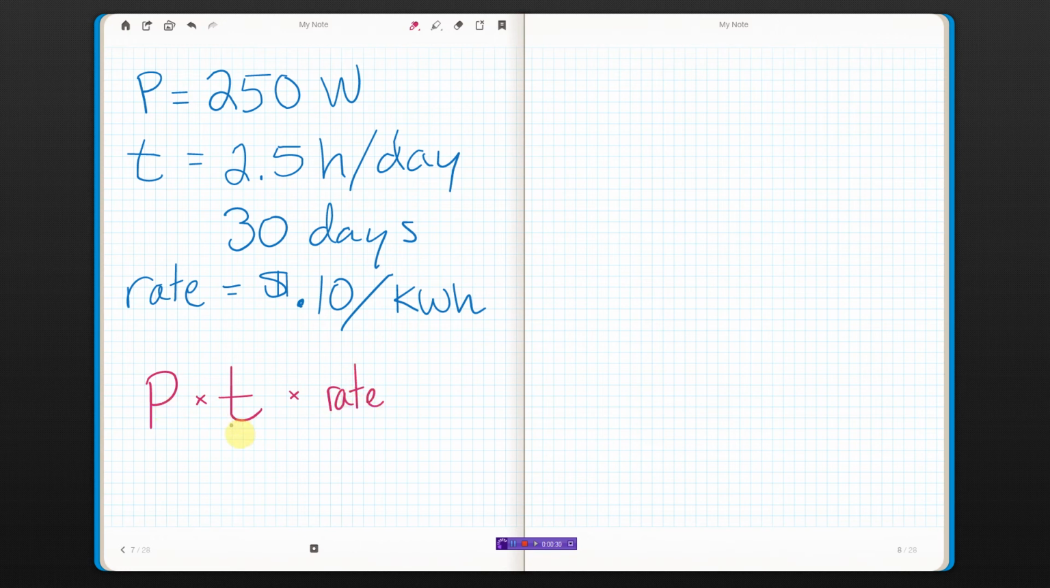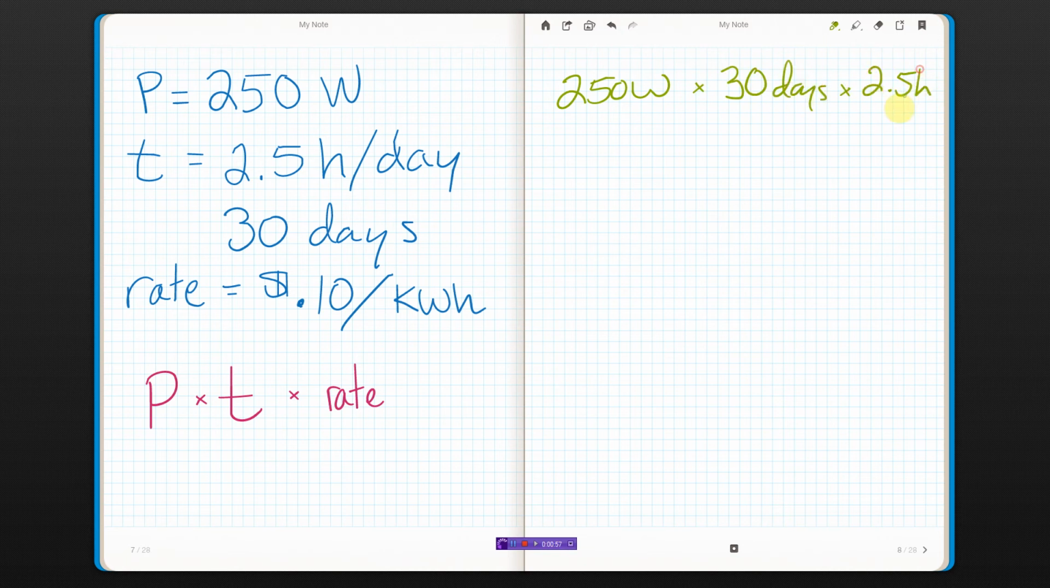Power times time gets you energy use, how much energy did you actually use, and then multiplied by the amount of money you pay per unit of energy. Now again, that's basically what you do, but the trick here is that you have to make the units match up. So for instance, power is 250 watts times time is 30 days times 2.5 hours per day, okay, times 10 cents per kilowatt hour.